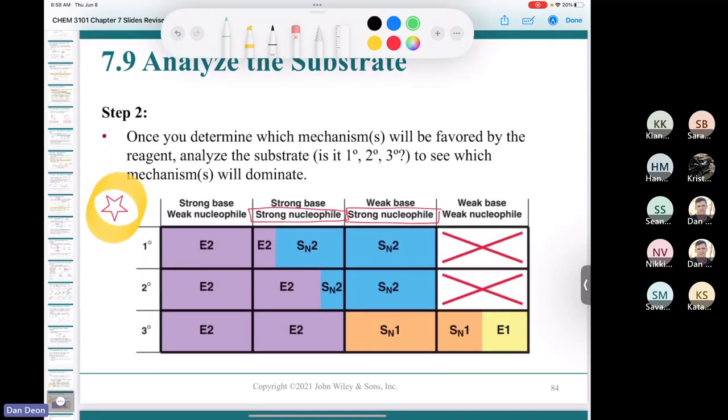And this is the one that my students come back to probably the most: once you determine what mechanism is going to be favored, will it be SN1, SN2, et cetera, then you have to look at the substrate and see which mechanism is going to dominate. So if you have a strong base, weak nucleophile, you remember that was hydride, DBU, DBN, those are always going to favor an E2 because they're crummy nucleophiles, right? So whether it's primary, secondary, or tertiary, you always get an E2 reaction. There are some variations on this, which I'm not going to get into in mega details yet.